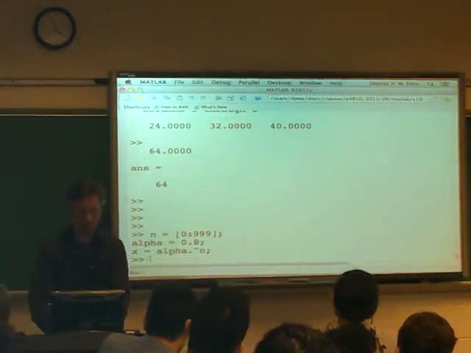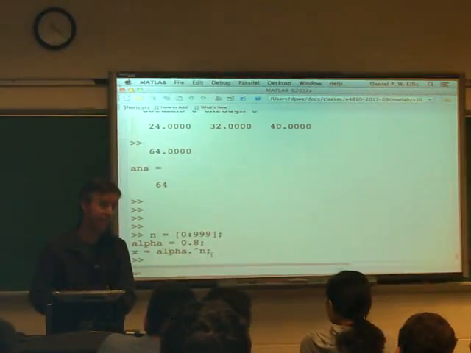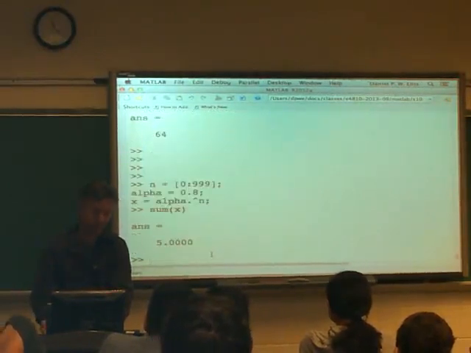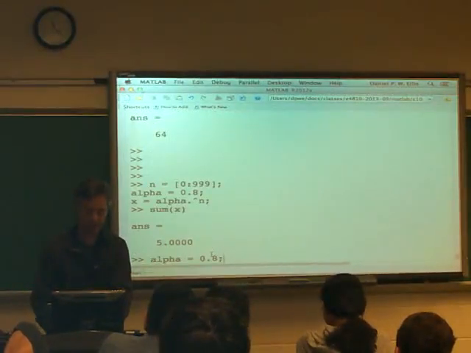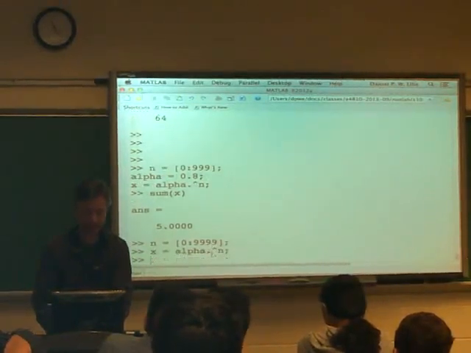So if I've got x equals alpha to the n, which is some sequence, and I want to know what its sum is for all possible values, I can calculate it for 1,000 values, I get 5. I can calculate it for 10,000 values, like this. X, I can still do it. Length of x is now 10,000.